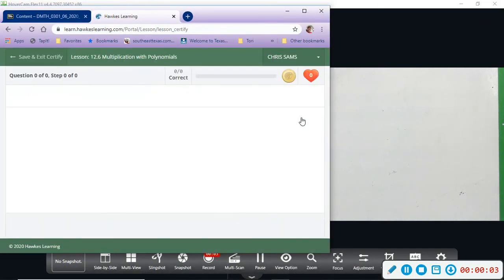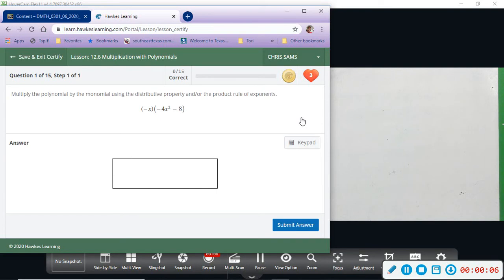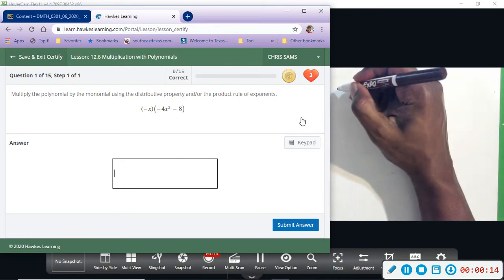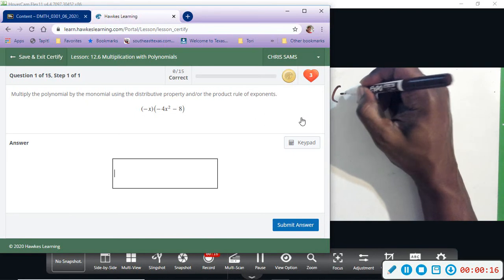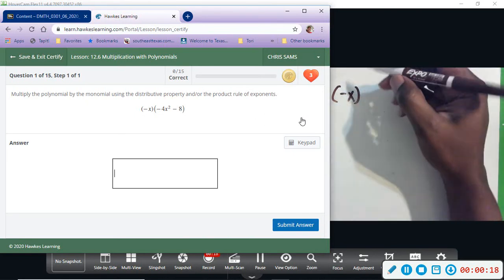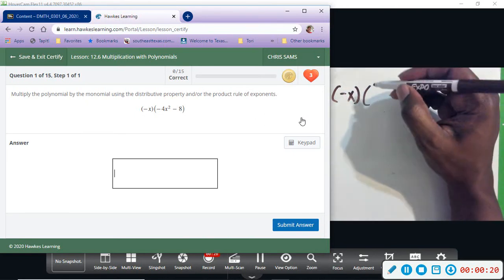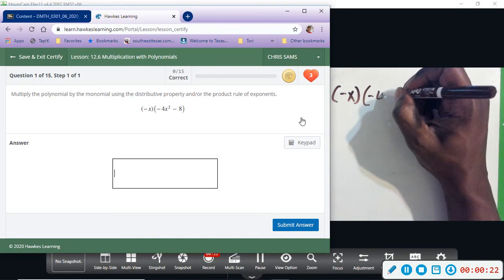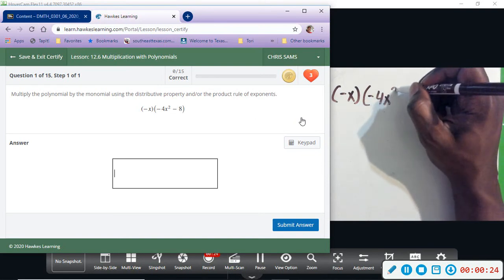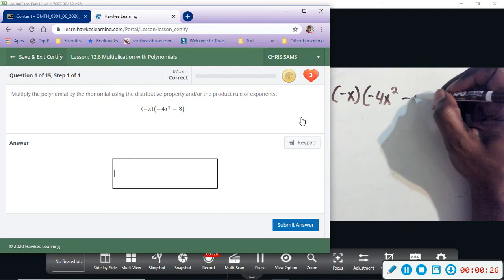Okay, so we're doing 12-6 now. This is multiplication with polynomials. So we're going to be following the rules of exponents and just the rules of numbers as general. So for this first problem, we have negative x, and we are multiplying that times negative 4x squared minus 8.